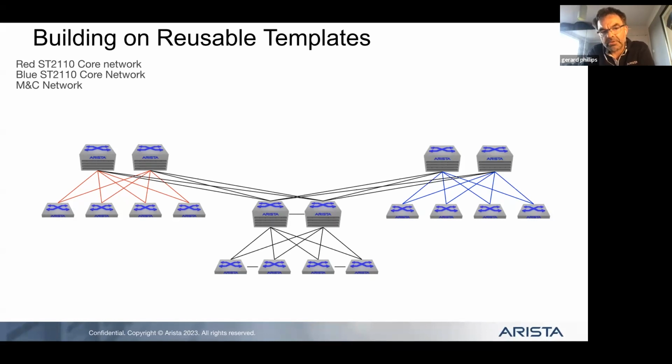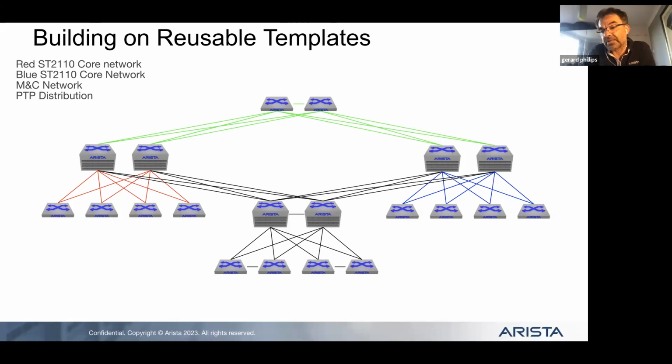And if you look at that model, actually, you can add in the PTP distribution leaves as well. They're forming the PTP distribution network, but they look just like they would if they were another pair of leaves. So you can very, very quickly break down what appears to be a relatively complicated network for 2110 and monitoring control and PTP into a series of very reusable blocks.